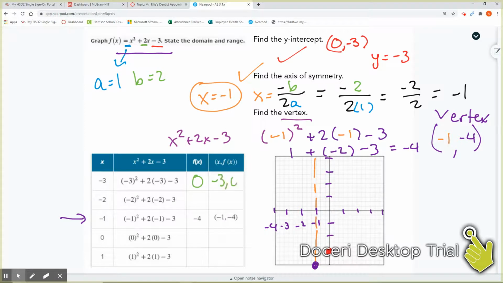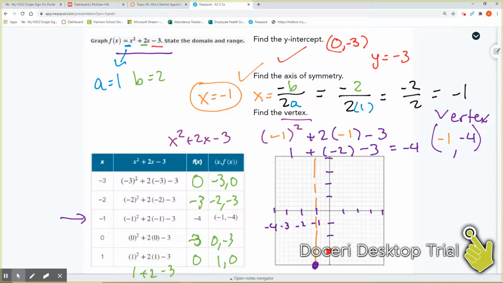So I get (-3, 0) as 1 point. I plug in -2. 4 minus 4 is 0. Minus 3 is -3. So (-2, -3). I plug in 0. 0 squared plus 2 times 0 is 0. 0 minus 3 is -3 again. We can see that symmetry right here, how they ended up being the same number. And then finally, using symmetry, I bet it's going to be 0, but we'll check. 1 squared is 1. 2 times 1 is 2. 1 plus 2 is 3. Minus 3 is 0. Yep, (1, 0).